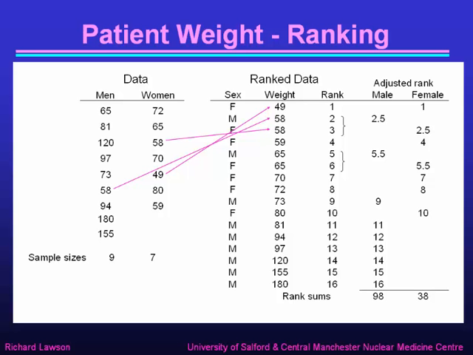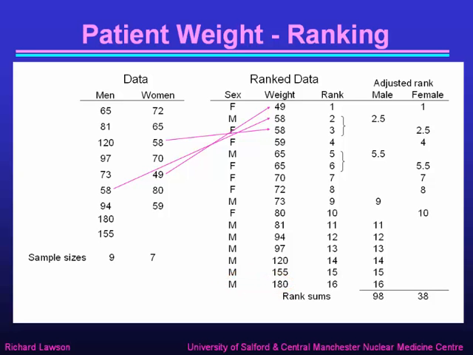for the time being. So the lightest value, the smallest weight, is 49 kilograms, which belongs to a woman. So I write F in the sex column against the weight of 49. The next weight is 58, which comes from a man, so I put M in the sex column, but then there's also another 58 from a woman, so we've got a 58 with a female. And so on, we go down all the weights up to 180 kilograms, which was a man.